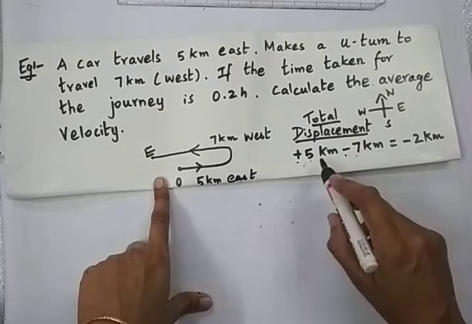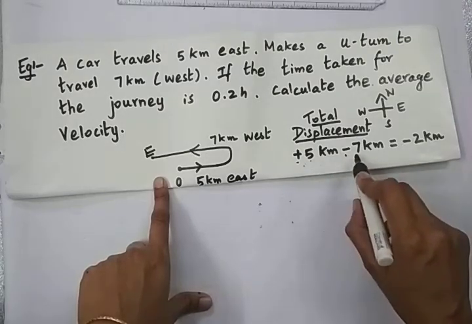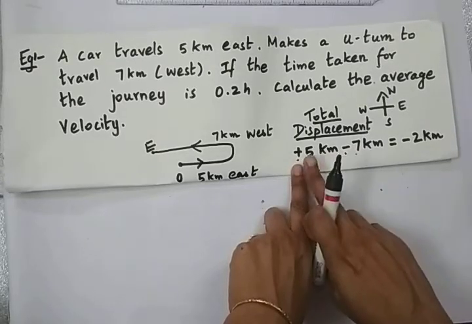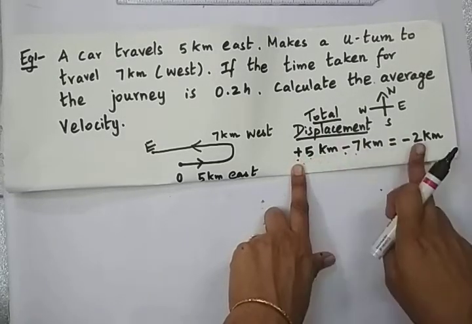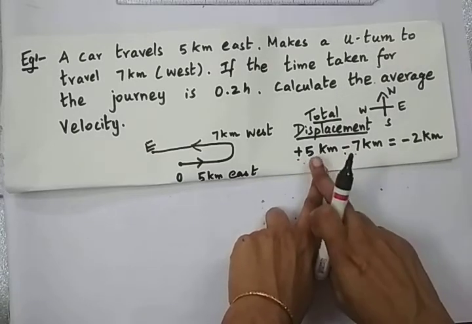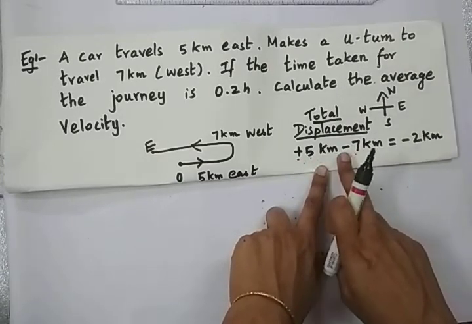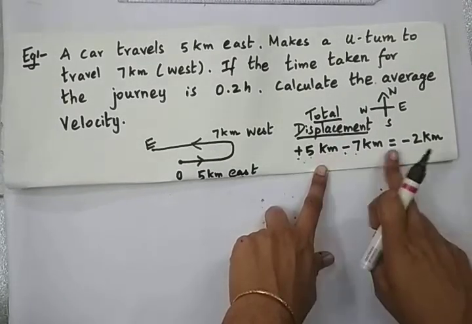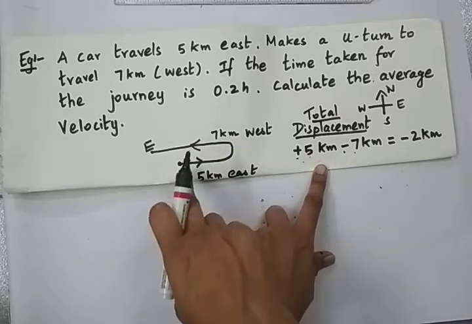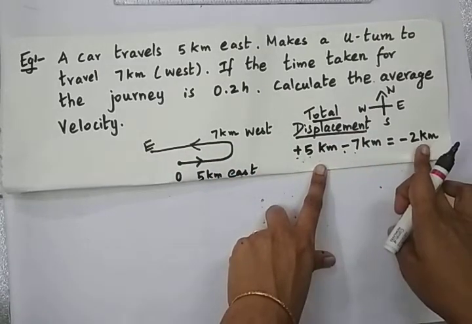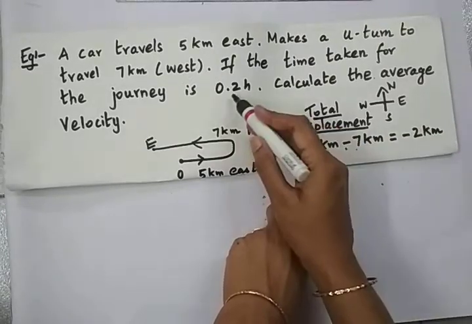So we know that if you have two different numbers with different signs, you have to subtract them. 7 minus 5 is 2, and write the sign of the bigger number. So out of these two, 7 is the bigger number, which has the minus sign. So we are just writing minus 2 km as the net displacement, or the total displacement of the car after the journey. So we know the total displacement is minus 2 km and the time taken for the journey is 0.2 hours.